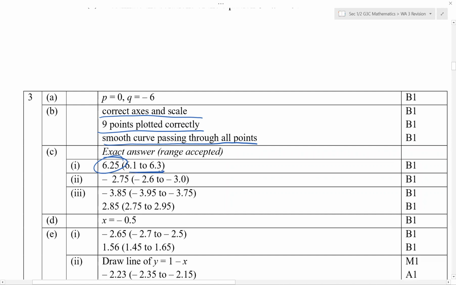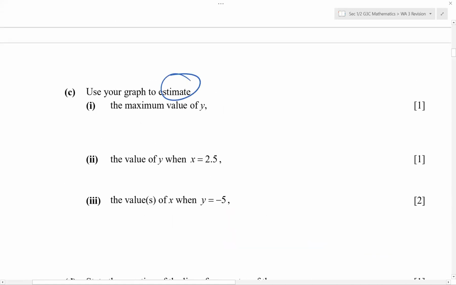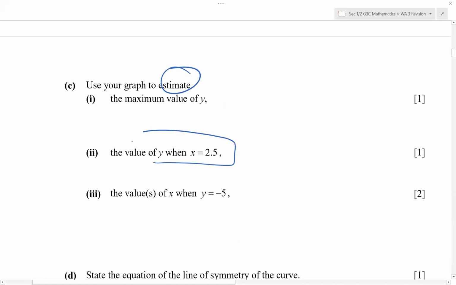Unlike your straight line, where we expect almost exact answers, in the case of a curve, we are more lenient because we understand that different students will have slightly different interpretations of smooth curves. So let's move on to part 2. And then part 3. Part 2, find the value of y when x equals 2.5. After you have obtained your curve, find the value of x where it is 2.5.